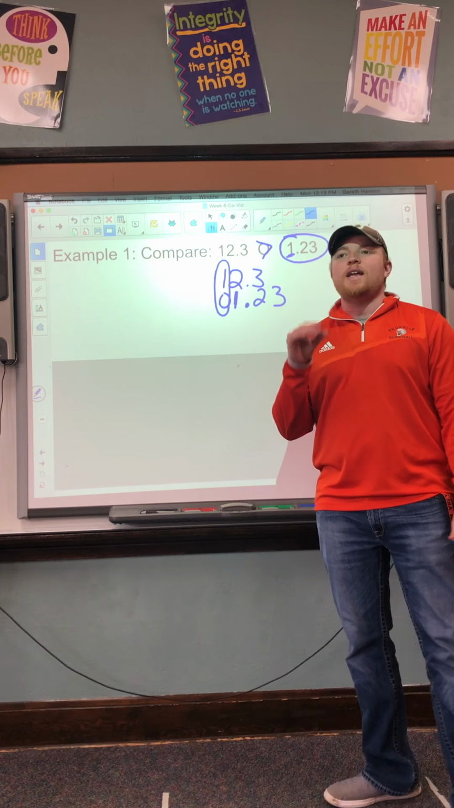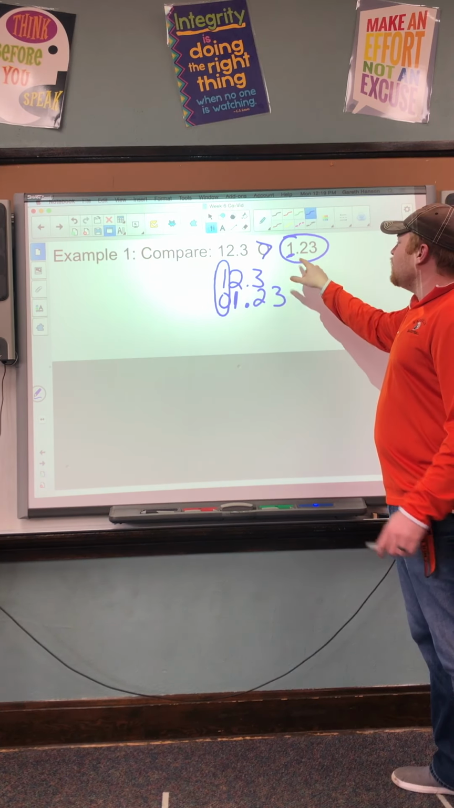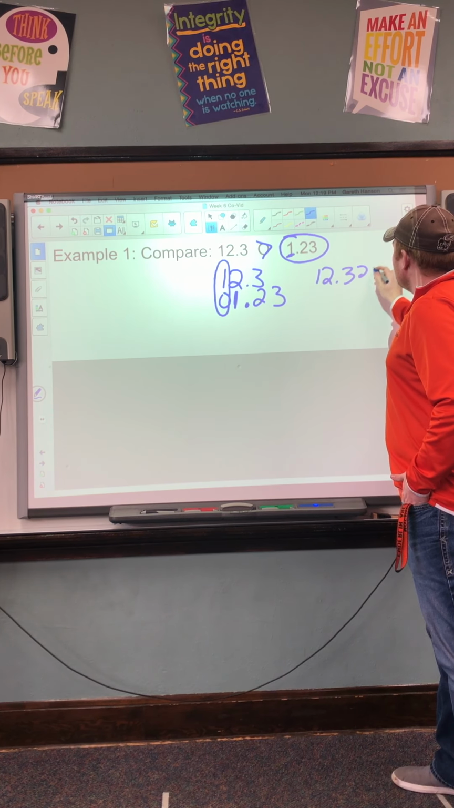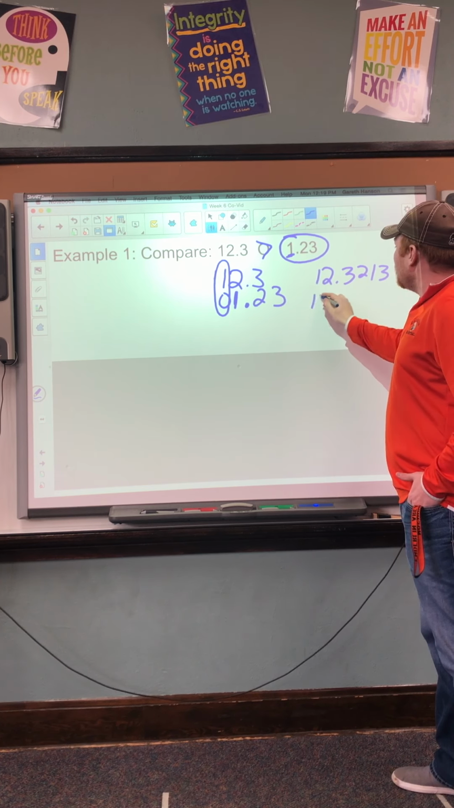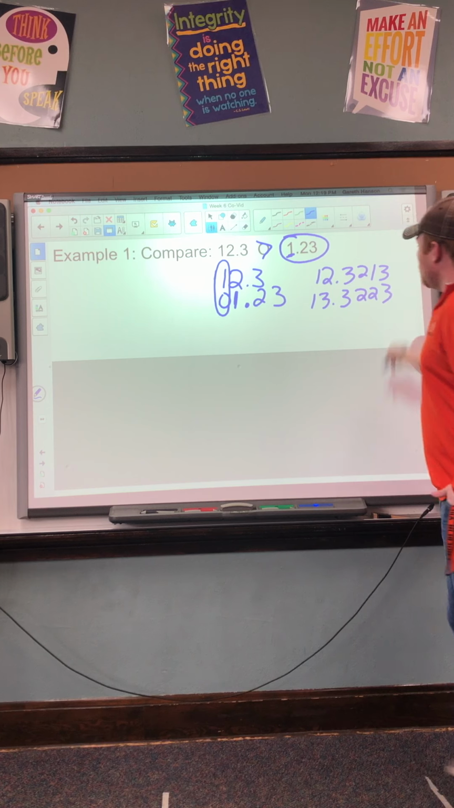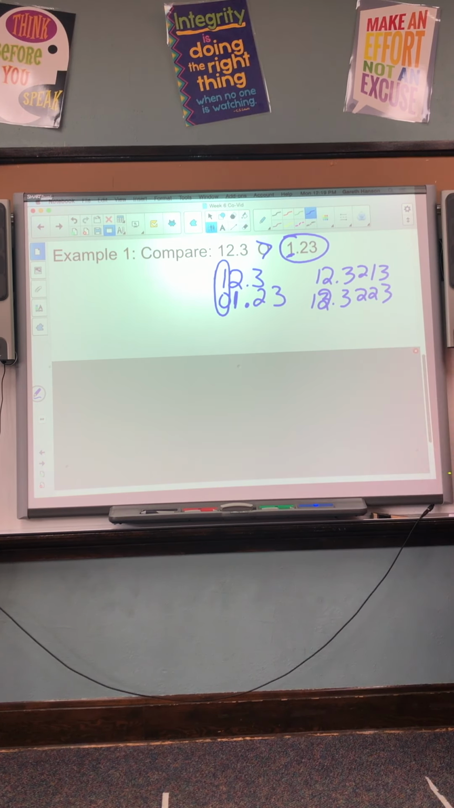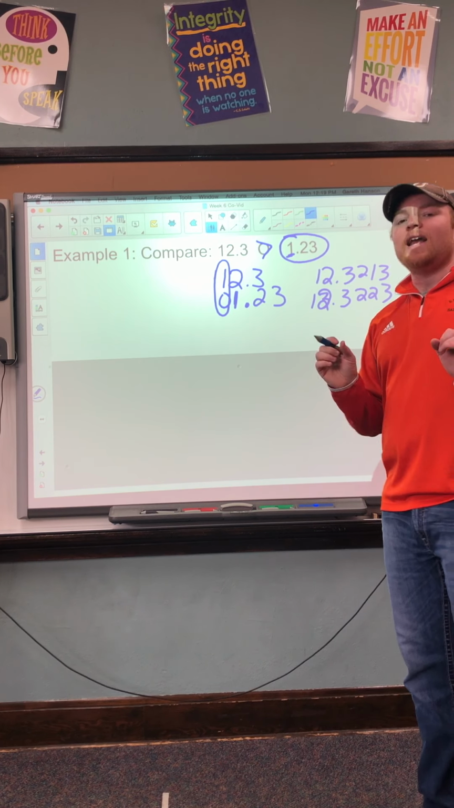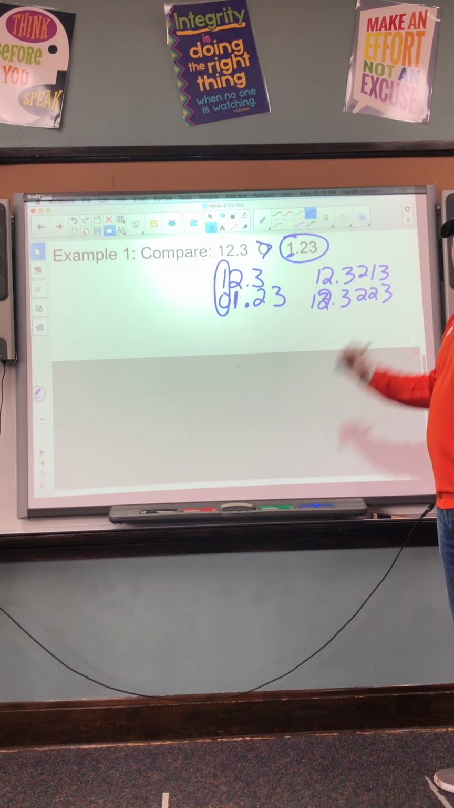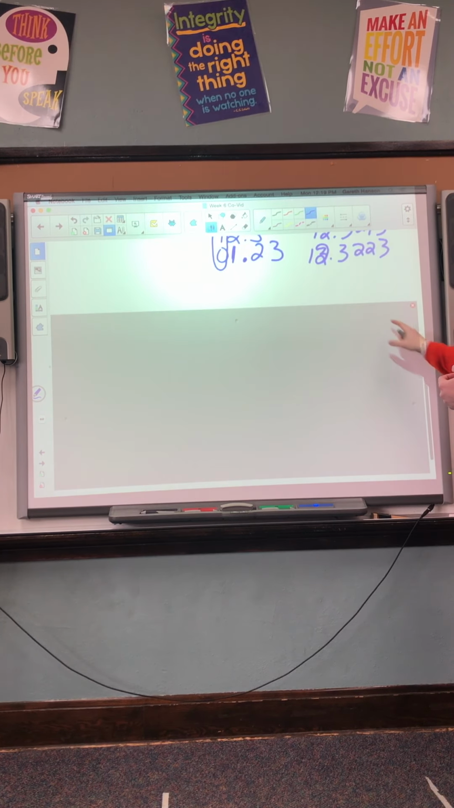Now I know that you can tell by just looking at it, but say we have 3.213 and 3.223. When the numbers are so close together, lining up the place values and looking at each one will help you immensely. But for this one, it's pretty easy that you can see it right away.